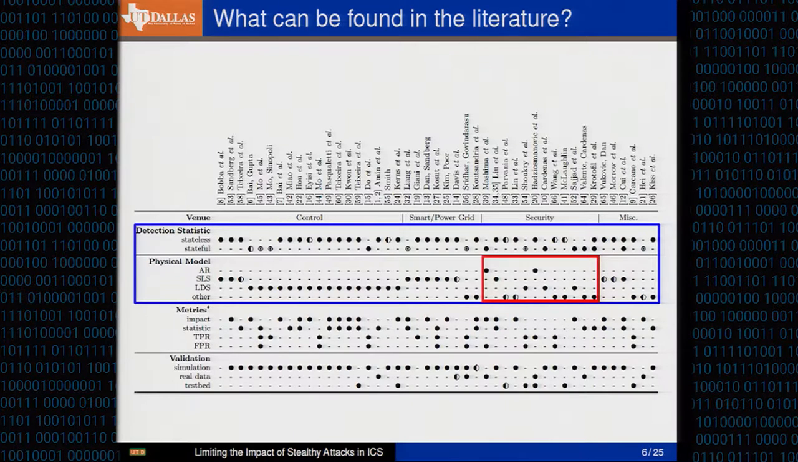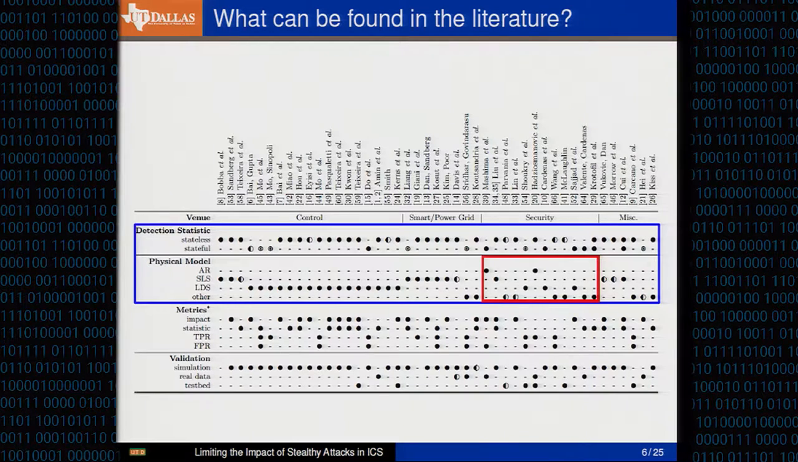But in the security venue, we found that there is not a standard way to model dynamic systems. And actually, that's one of the things that we want to highlight, that there is this big gap between control theory and computer science. That's one of the things that we want to improve. We want to show that we can use control theory to generate better approaches that can be used for cybersecurity.